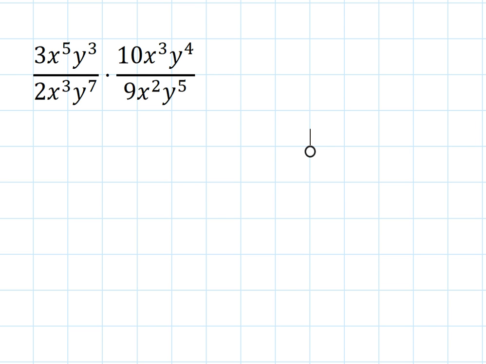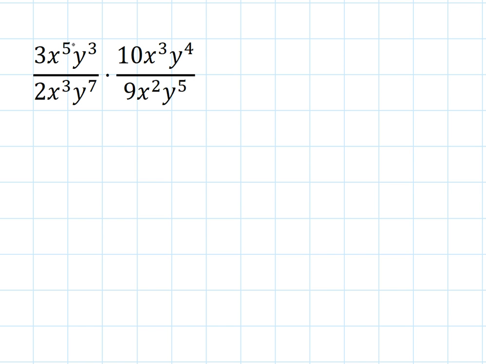I'm going to now turn our attention to multiplication of rational algebraic expressions. If it's possible, it's a good idea to simplify the things that you're multiplying first. It's not necessary. You could go ahead and multiply and then simplify. But if possible, go ahead and simplify each one of the factors that are going to be contributing to the product.